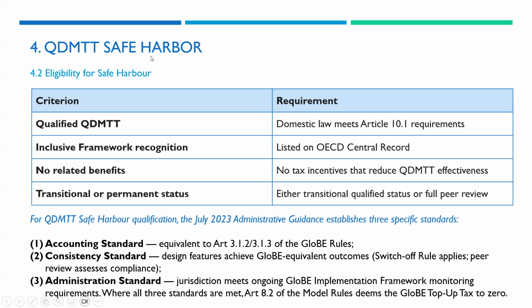That's what it means if I'm giving safe harbor: more or less, the 15% minimum top-up tax is collected by the jurisdiction itself. There won't be any trickle down into IIR and UTPR. That would be deemed as zero. Is this clear?